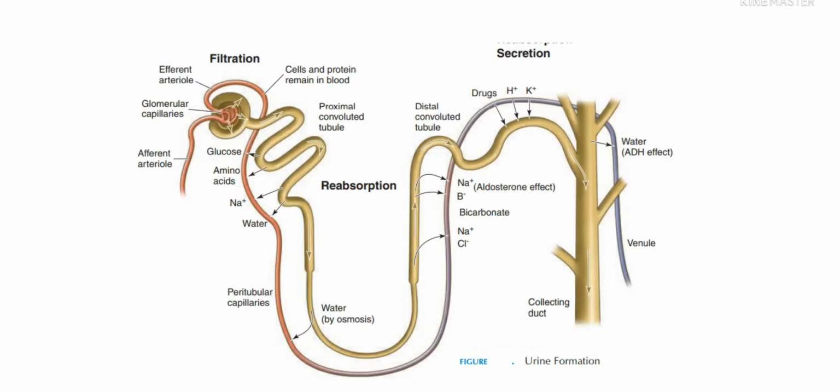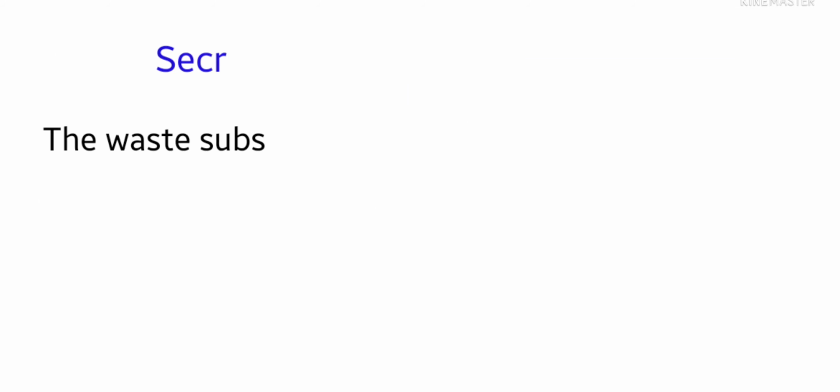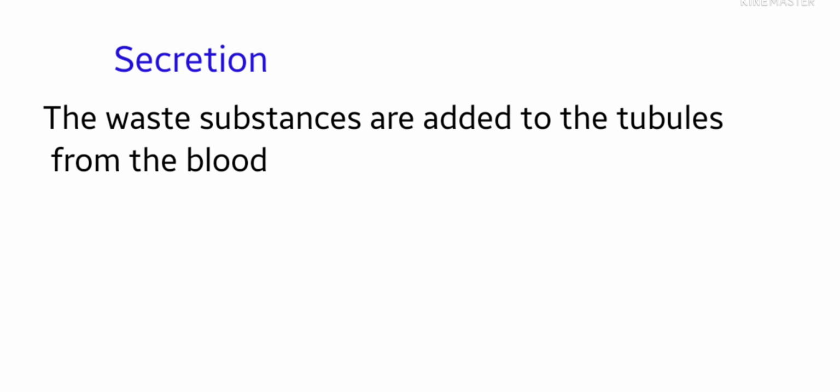In a healthy person, 100% glucose is reabsorbed by the blood, but in a diabetes patient, it is not totally reabsorbed. By this reabsorption process, the kidneys perform another function, that is osmoregulation, maintaining the ionic balance by absorbing useful salts and ions. The third process is secretion.